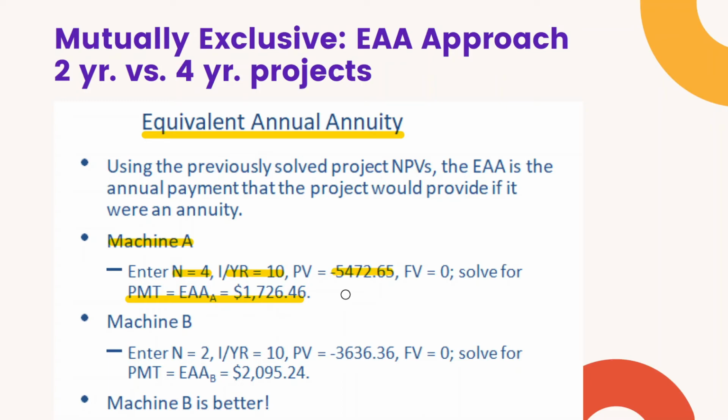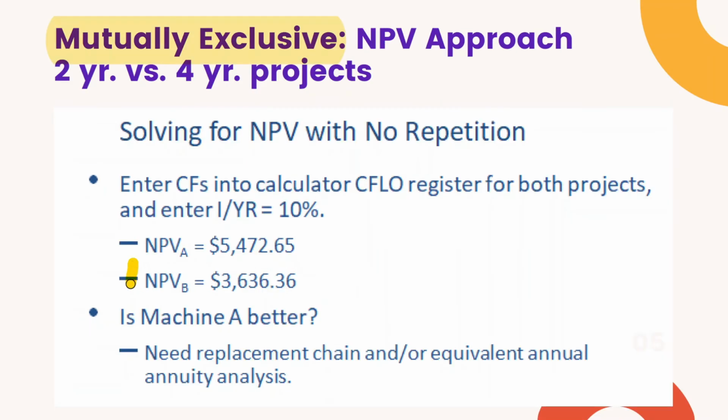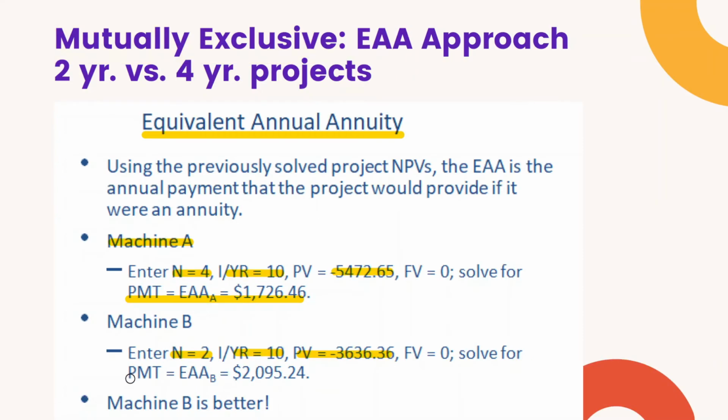We repeat the same for the second machine. Machine B has a life of 2 years. The cost of capital is 10%. The net present value of machine B is $3.6 thousand. We use this number in the calculation of EAA. We solve the present value of annuity equation and get the EAA equal to $2,000.